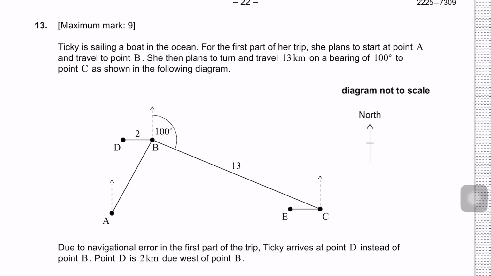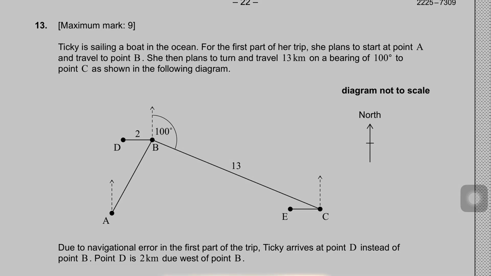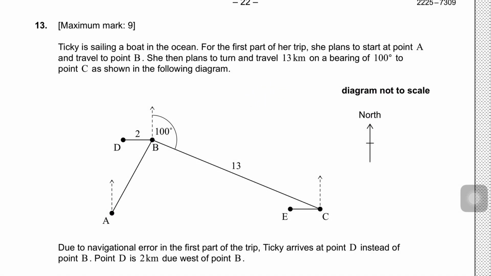Question 13. Tiki is sailing a boat in the ocean. For the first part of her trip, oops, did I lose functionality on my pen? Oh, let's see what's going on here. Let's see. This is a bad luck Tiki question. There we go. All right.